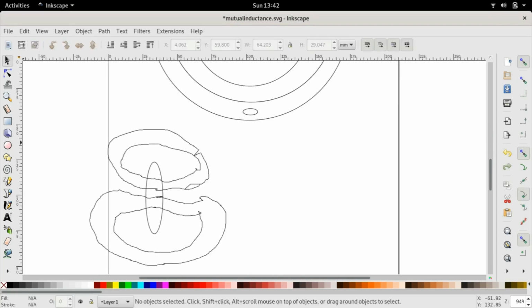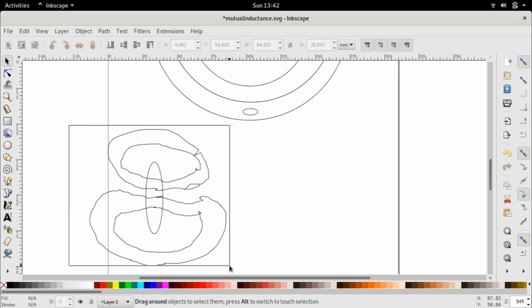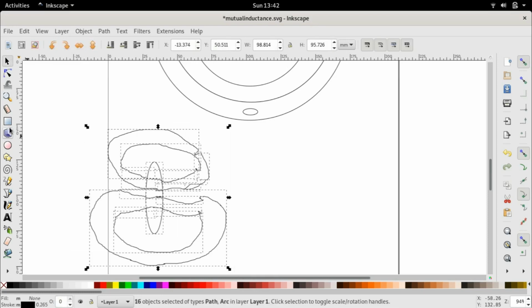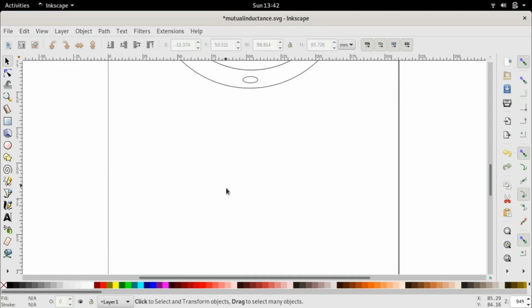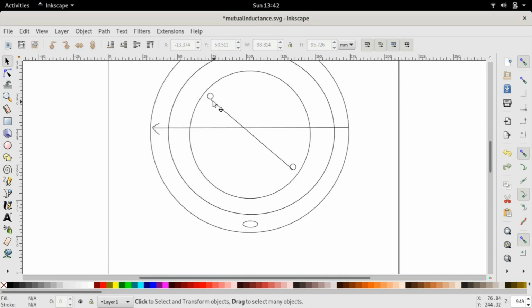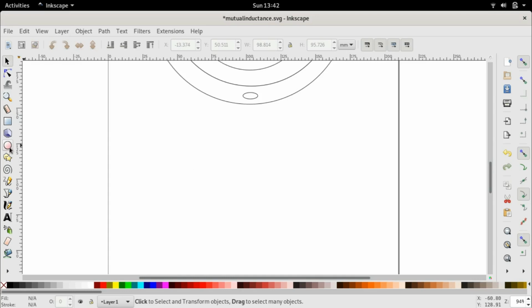So I'm going to just get rid of this diagram and delete it. Okay. And now what I'm going to do is start drawing a few more coils that resemble this rotor. So for example, let me just see if I can draw.